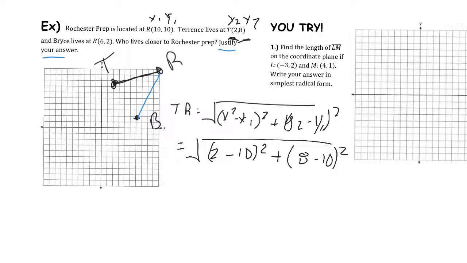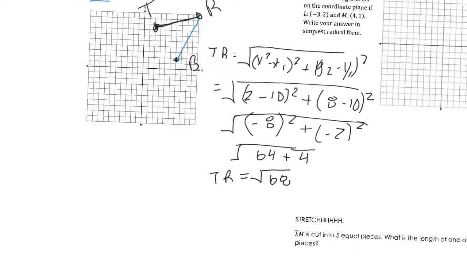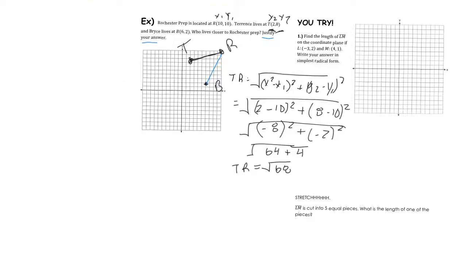All right, 2 minus 10 is negative 8, but I'm squaring it. Plus 8 minus 10 is negative 2, but I'm squaring it. Because remember, we don't want negative distances. Negative 8 squared is 64. 2 squared is 4, so 64 plus 4. Square root, we haven't done it yet. So it's the square root of 68 is Terrence to Rochester Prep. So I'm going to call it TR. I'm going to stop there. I could simplify that square root, but you might see why in a second. It's easier not to right now.